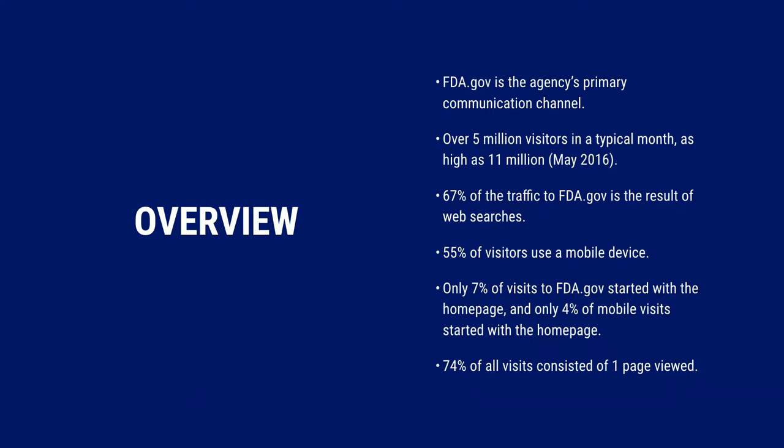For our site, FDA.gov is the agency's primary communications channel. Over 5 million visitors in a typical month. Two-thirds of our traffic comes from web searches. Over half of our visitors visit using a mobile device. But not many people start with a homepage. Not many people at all.